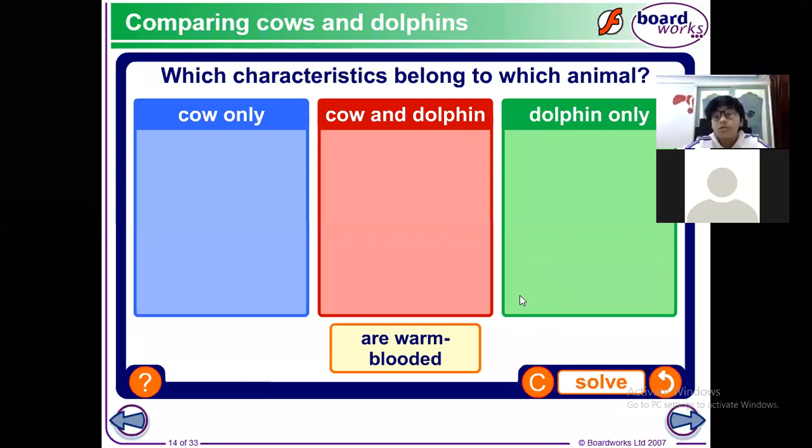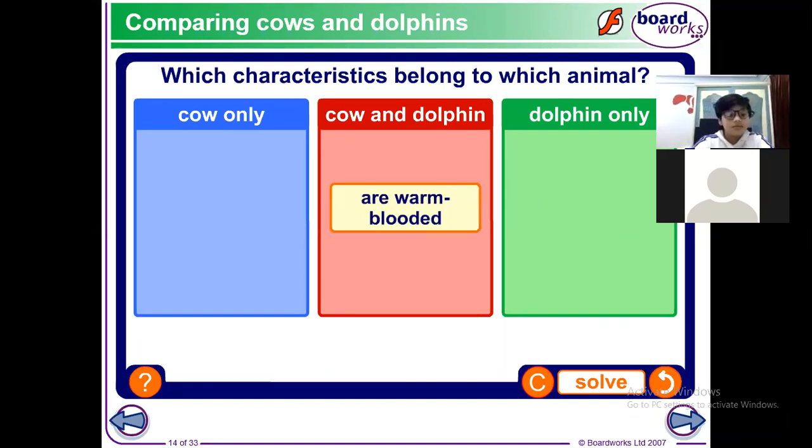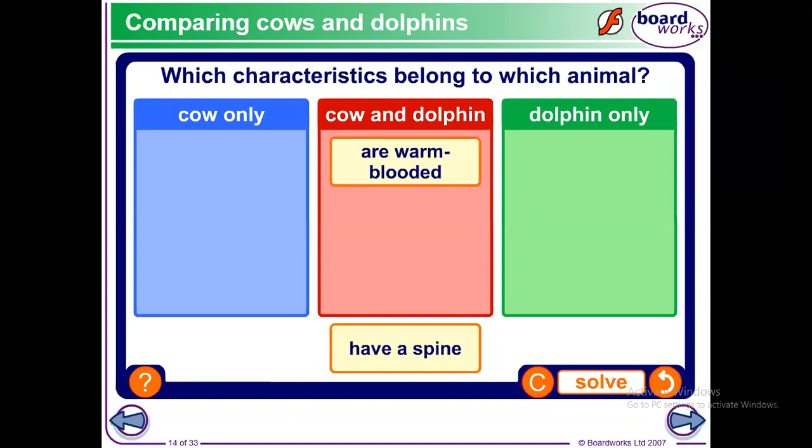Yes, I think so. It's Tanahi, but his name is Tahir, so I thought it was Tahir from grade 4. Anyway, so Amr, yes, you think it's cow and dolphin because both of them belong to mammals, so mammals are warm-blooded. Okay, thank you, Amr.